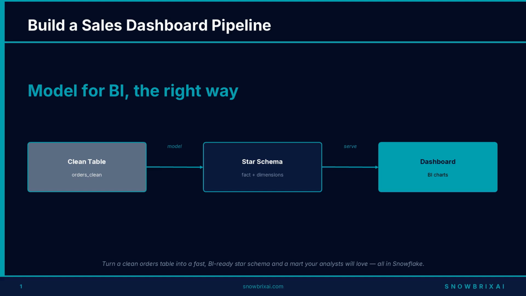Picture this, it is Friday afternoon. Sarah, an analyst, asks why the sales dashboard takes 30 seconds to load and why her revenue number never matches finance. The data is clean, the dashboard is not. Today we fix that. We take a clean orders table and turn it into a fast BI ready model. A dashboard can actually hit star schema, incremental refresh, and a Mart your analyst will love, all in Snowflake.